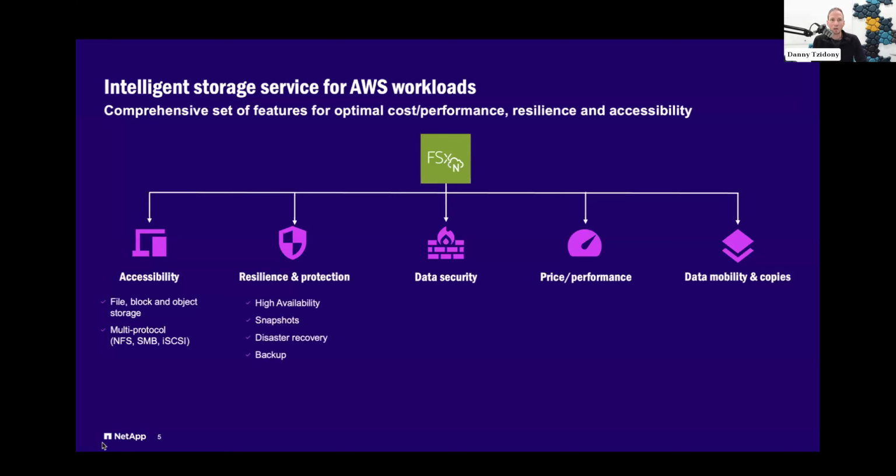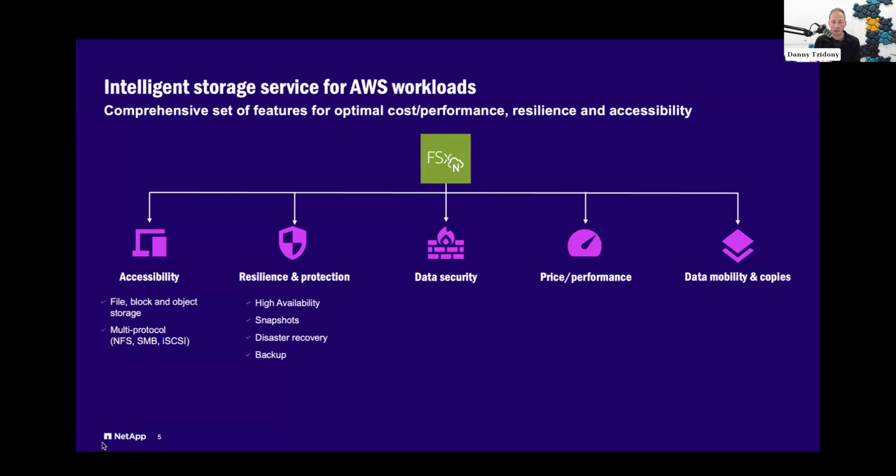Also, many resilience and protection features, such as high availability and a multi-AZ deployment of your file systems, built-in local backups with NetApp snapshots, disaster recovery, i.e. replicating our data to file systems in a different region and having our whole delivery essentially DR ready. So if we need to fail over from one region to another, then we're ready for that. And last but not least, AWS backup, which essentially takes our backups and stores them on a remote location.